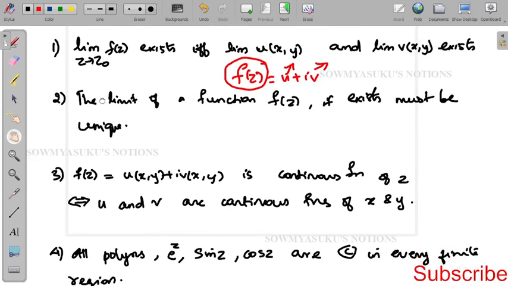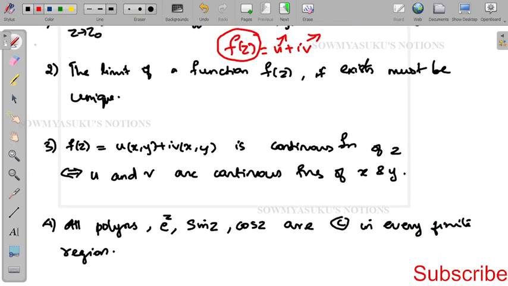The second one, if the limit of the function exists, then it is unique. So if the function has p and p dash as two limit points, according to this we can say that p is equal to p dash. So the limit of a function is always unique.